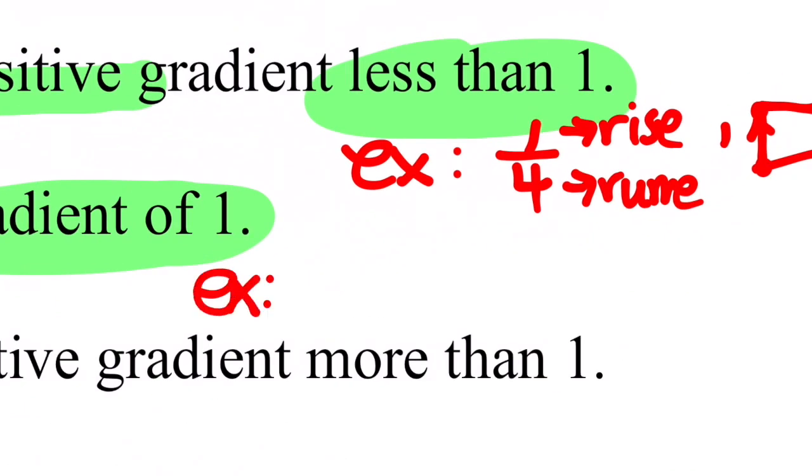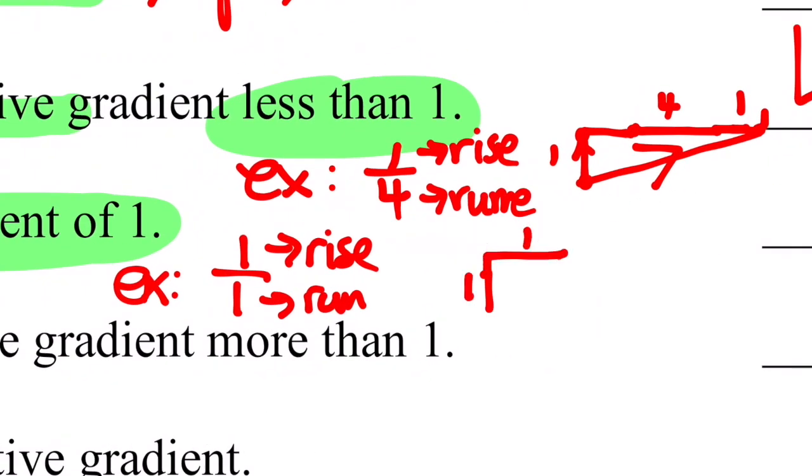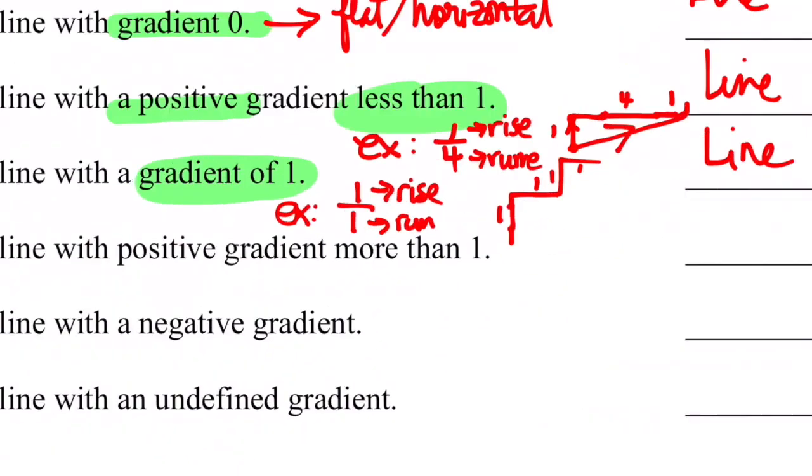A line with a gradient of 1 is like a rise of 1 unit and a run of 1 unit to the right. There is an equal number of rise and run units, therefore making this line equally distant from the x and y axis. From the given list, the line that has this characteristic is line number 2.